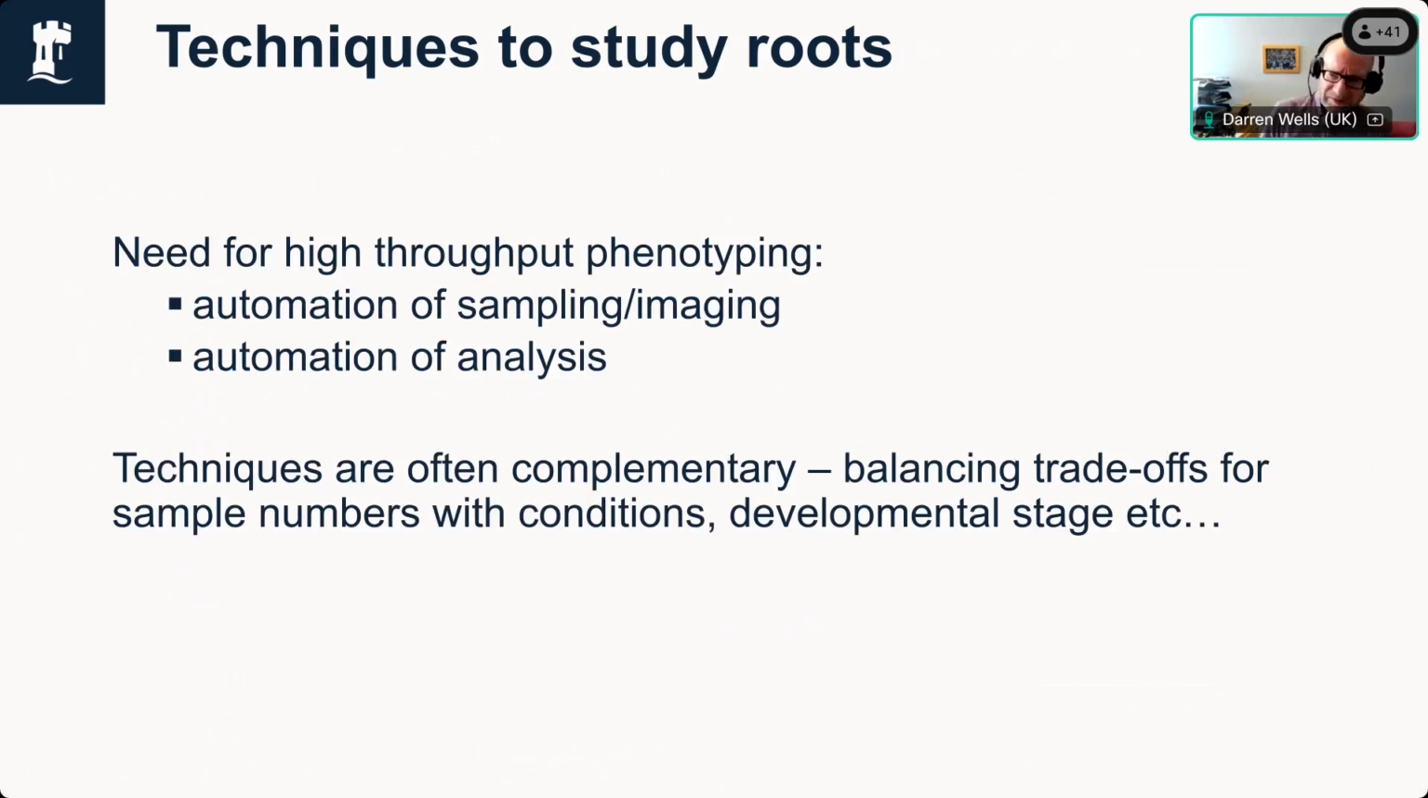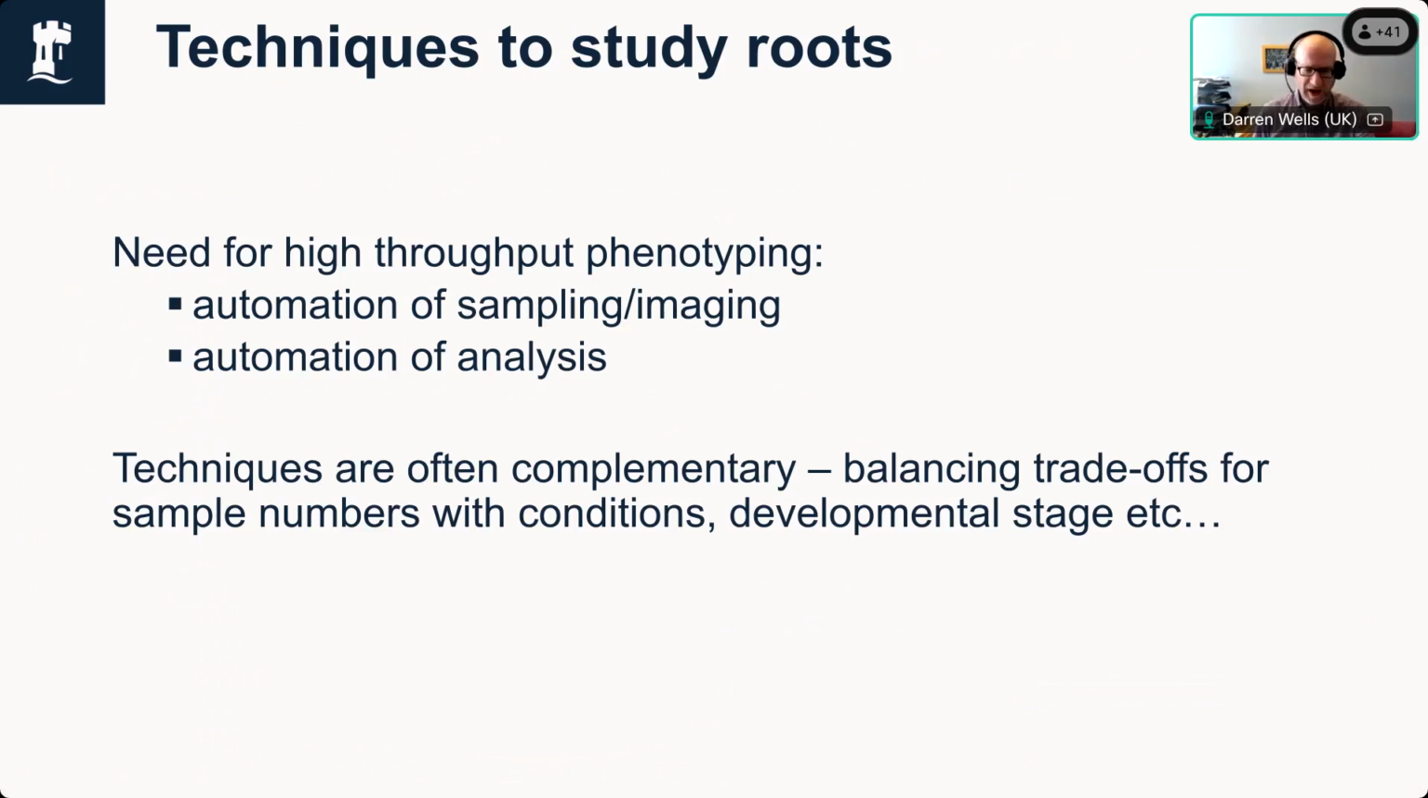Irrespective of the nature of the technique you're going to use, there is a need to increase throughput. A lot of these techniques are inherently low throughput, and you can address that either by automating how you take your sample or how you image it, or by automating how you deal with the data once you've got it, how you extract the data from whatever your system is.